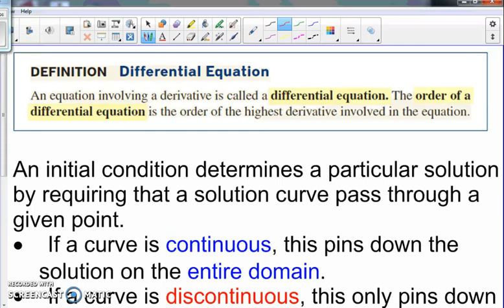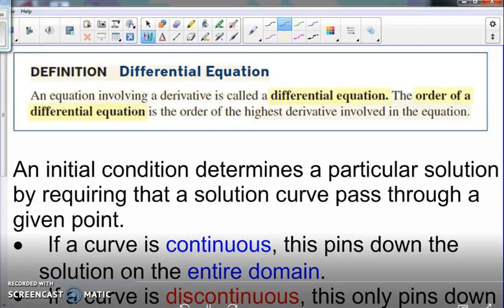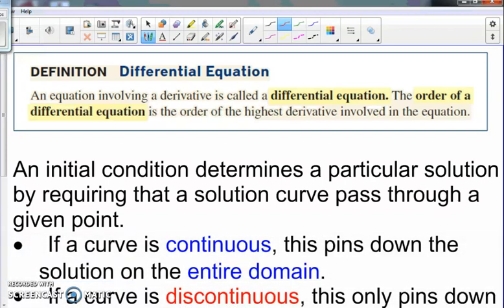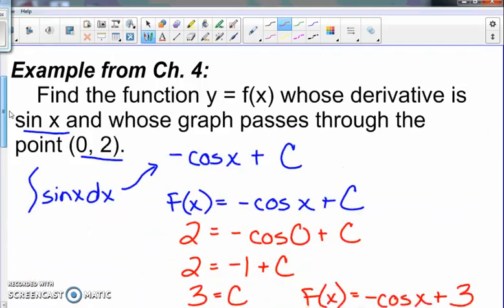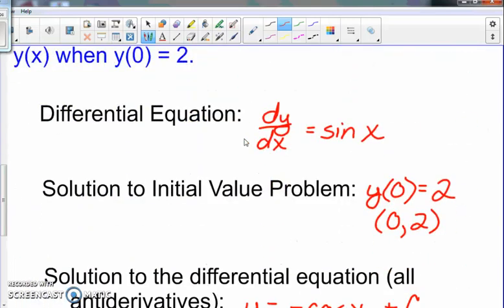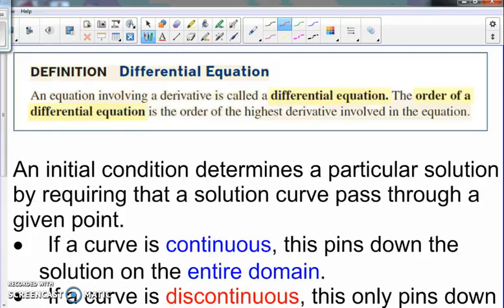Okay? So a differential equation is any equation that involves a derivative. The order of a differential equation is the order of the highest derivative involved in the equation. For example, here, this was dy/dx. It was the first derivative, so this would be order 1. If you write it as something like this equals, I don't know, x cubed, then this would be order 2, because it's the second derivative that they're talking about there. But we don't get into that a whole lot.